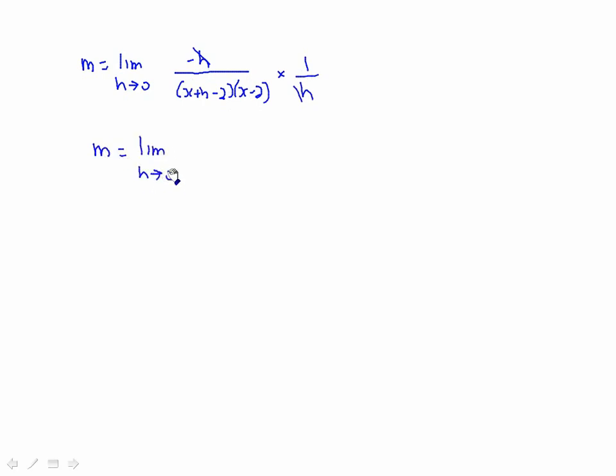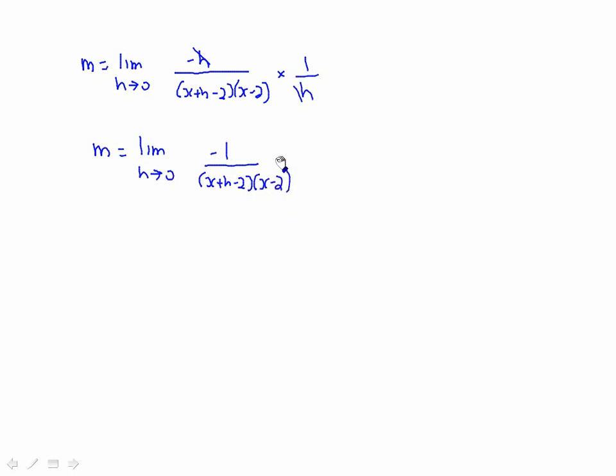So now this expression looks like m is equal to the limit as h approaches 0. We have negative h on top, and then on the denominator x plus h minus 2 multiplied by x minus 2. It's divided by h, so it's multiplied by 1 over h. And there's our cancellation. h's divide out, so m is equal to the limit as h approaches 0 of negative 1 over x plus h minus 2 multiplied by x minus 2.